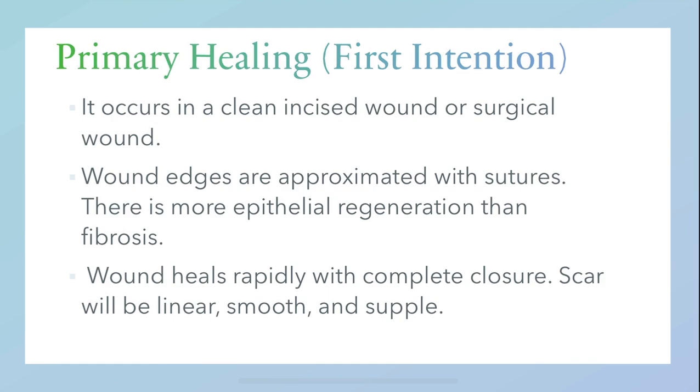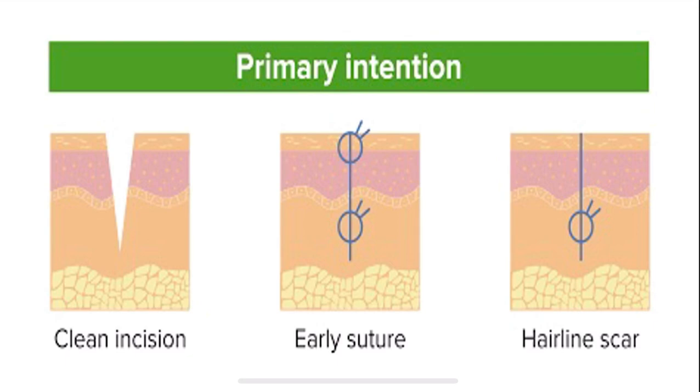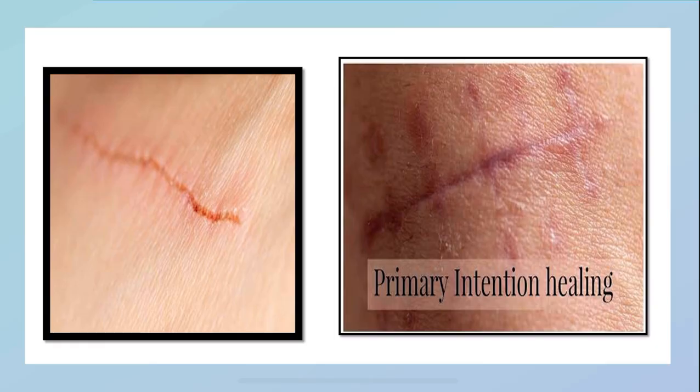Wounds will heal rapidly with a complete closure. The scar in primary healing is going to be linear, smooth and supple. So what do they mean by supple here? Supple skin means a perfect skin which is soft to touch and radiant to look. So in primary healing, there will be clean incised wounds or surgical wounds, early suturing, and the scar is going to be minimal, a hairline scar. Now you can see primary intention healing.